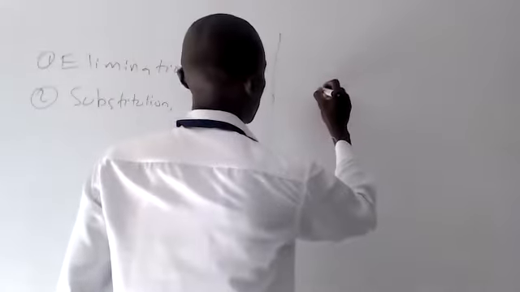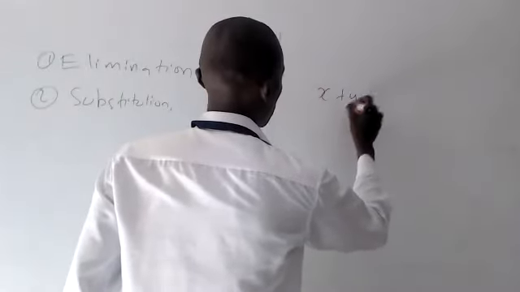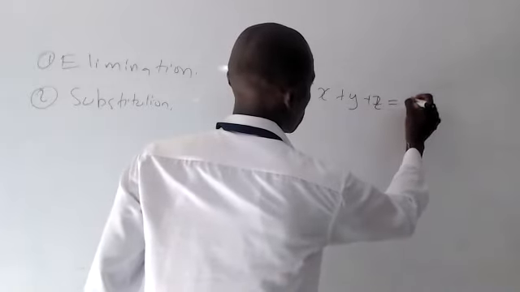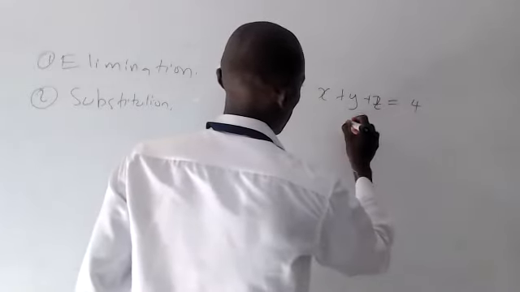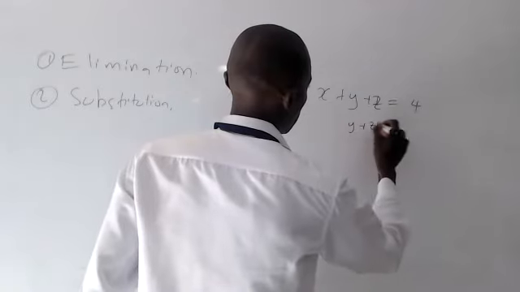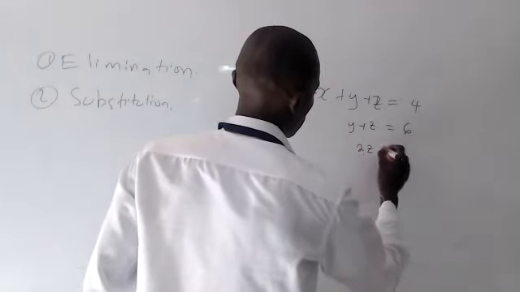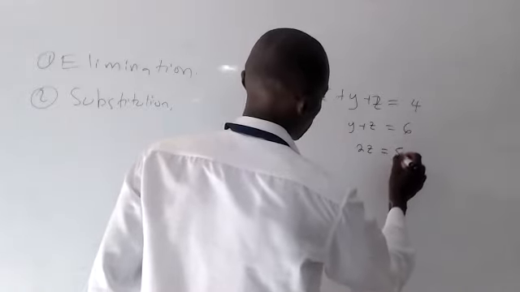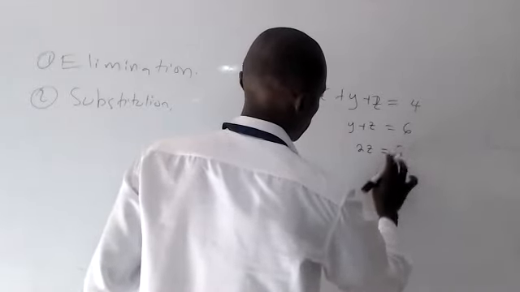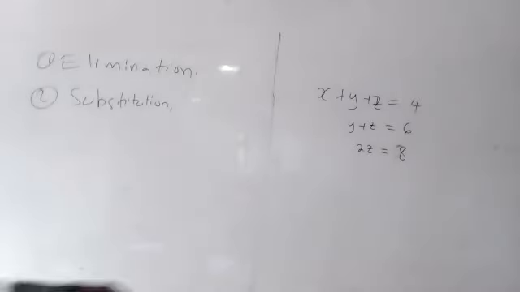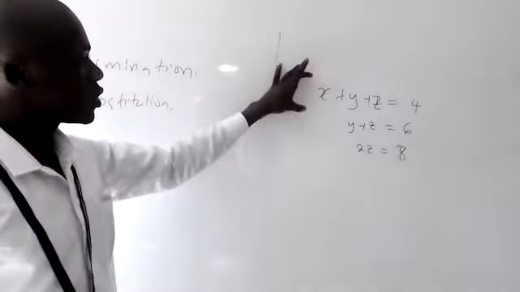Suppose you are asked to solve the system x plus y plus z is, let's say, 4, then y plus z is 6, then 2z is, maybe 2z is 8. So this is a system of equations with how many unknowns?